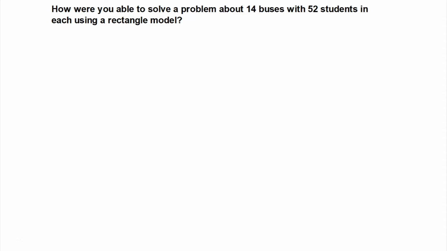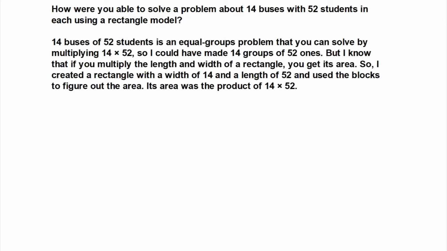How were you able to solve a problem about 14 buses with 52 students in each using the rectangle model? Well, fairly simply, this is another equal groups type of problem. So you've got 14 buses with an equal number of students, 52, in each bus. You know that you can solve those by multiplying 14 times 52. So I could have made 14 groups of 52 ones. But I know that if you multiply the length and width of a rectangle, you get its area. So I created a rectangle with a width of 14 and a length of 52, and I used the blocks to figure out the area. Its area was the product of 14 times 52.